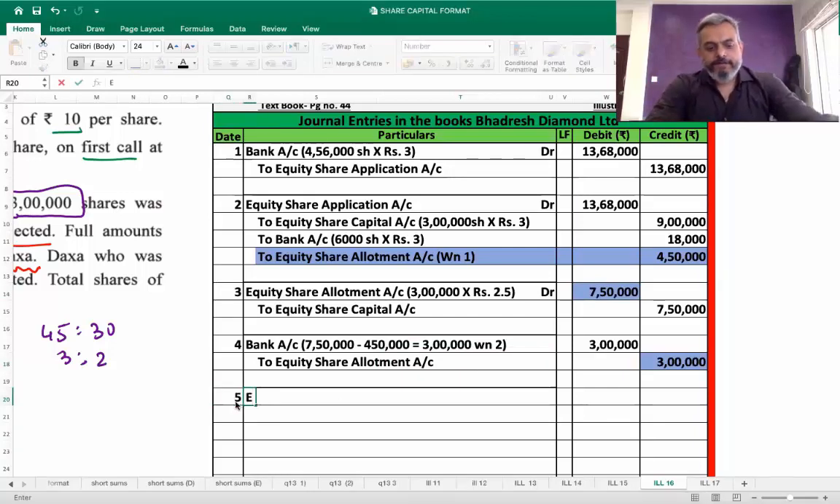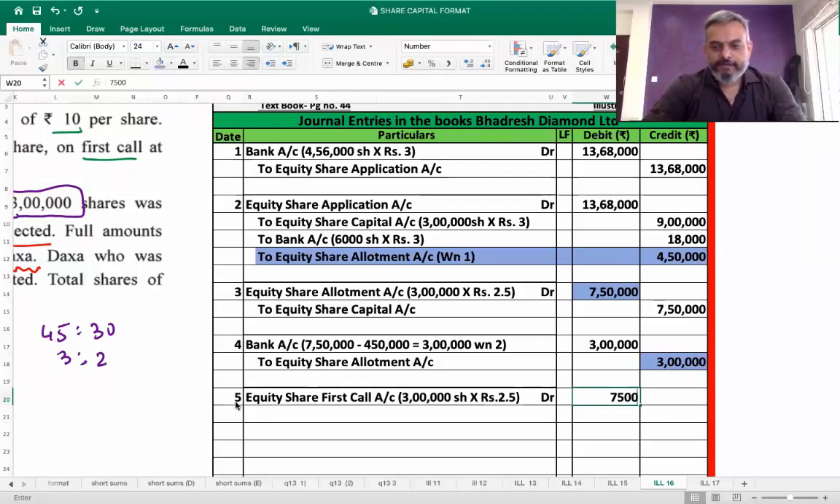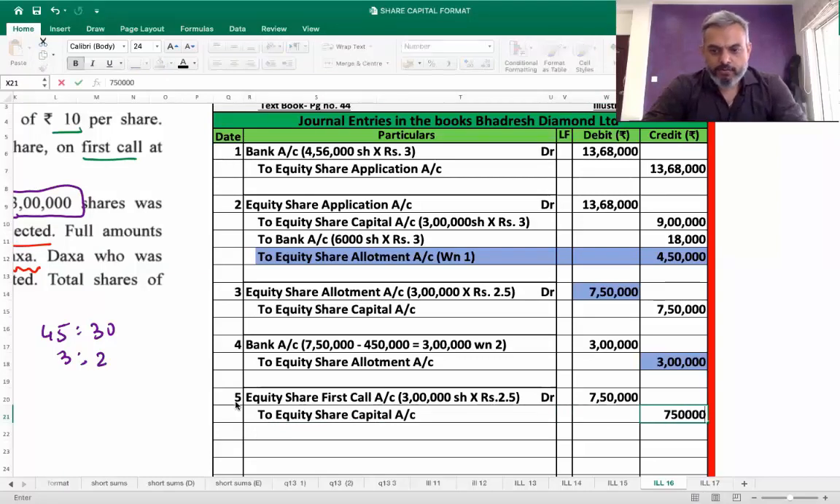Fifth. Now we will call the first call. Equity share first call account. Again 3 lakh shares into 2.5, 7 lakh 50,000. To equity share capital account. No premium, so not to worry. Capital always with the face value.